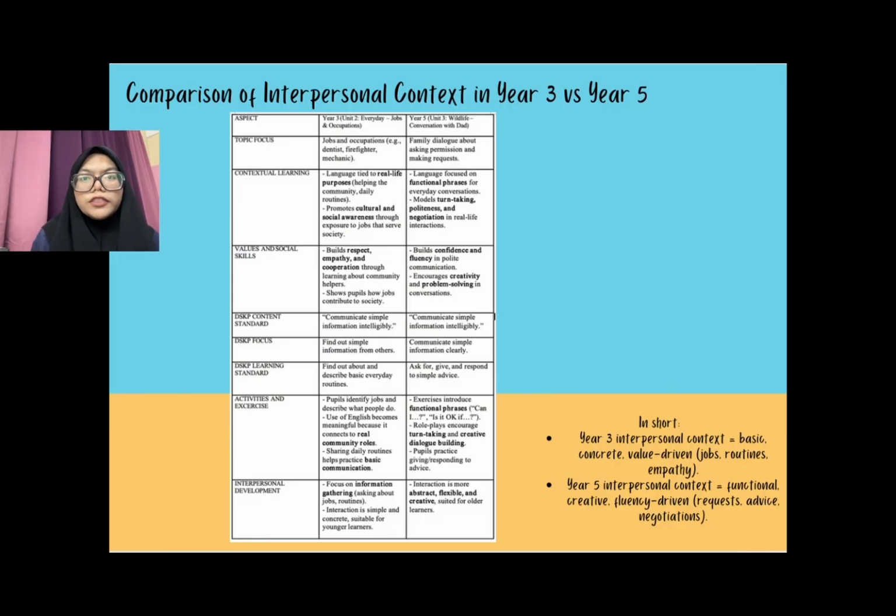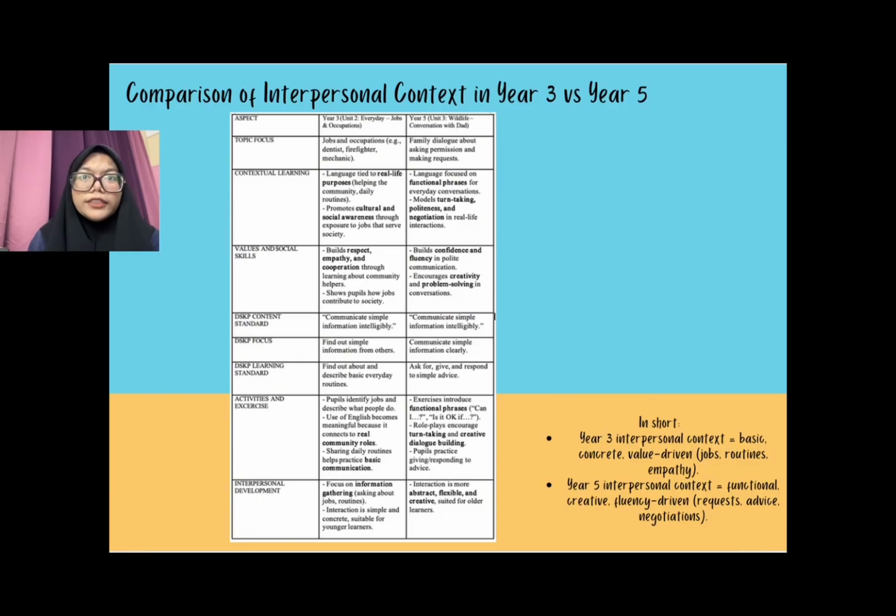For values and social skills, students can build respect, empathy, and cooperation through learning about community helpers. It also shows pupils how jobs contribute to society. For the Year 5 textbook, students can build confidence and fluency in polite communication, and it encourages creativity and problem solving in conversations.